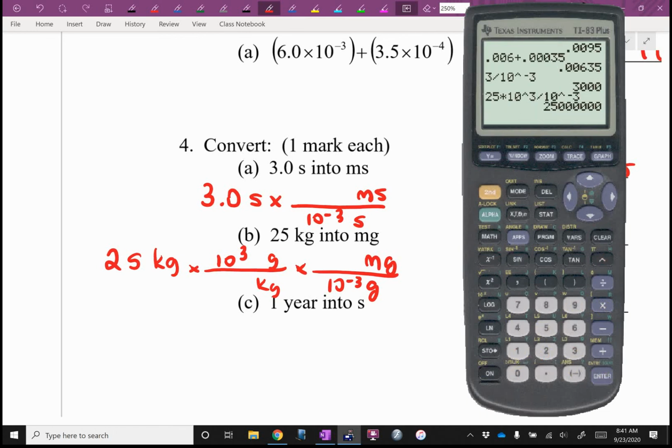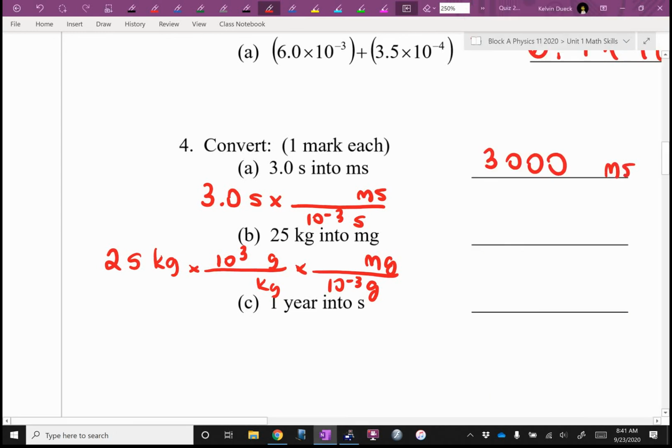I got a 2, 5, and then 6 zeros. If you wrote a 2, 5, and then 6 zeros, I'll give you full marks. Less work to write this in scientific notation. So I'm going to write it as 2.5 times 10 to the 7th milligrams.